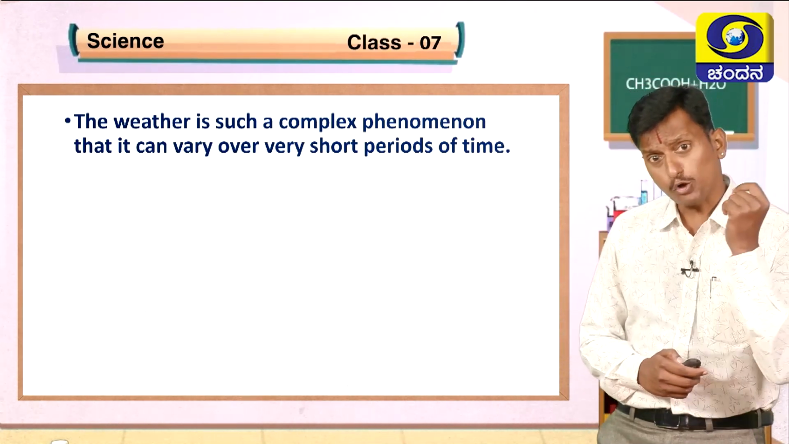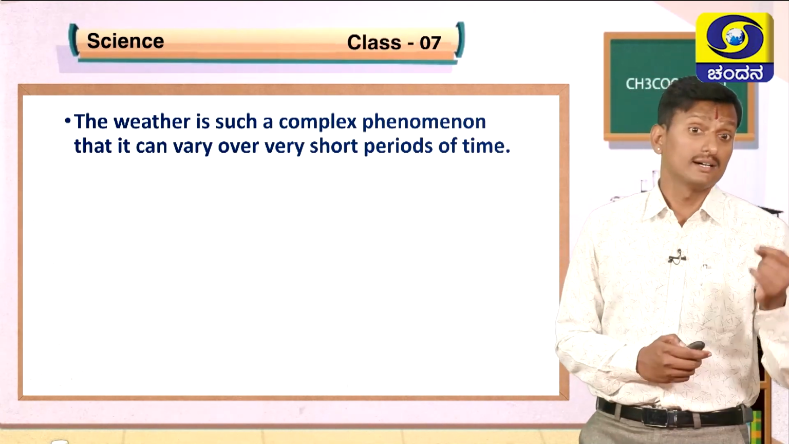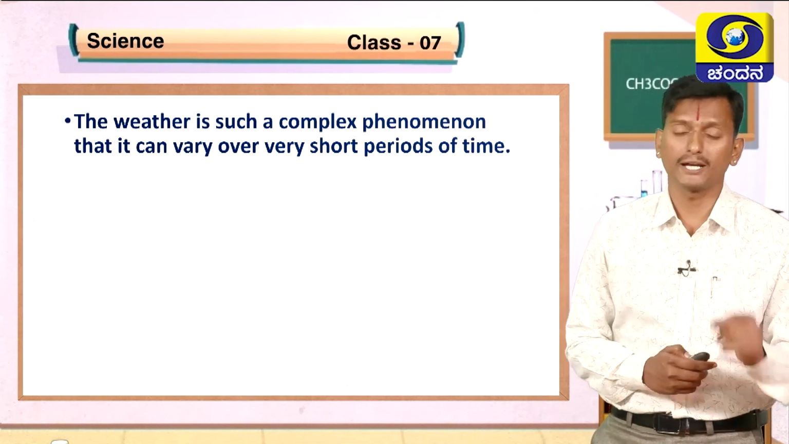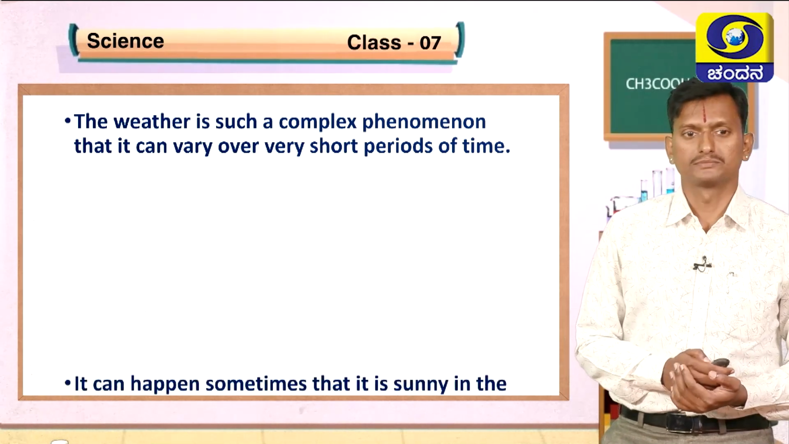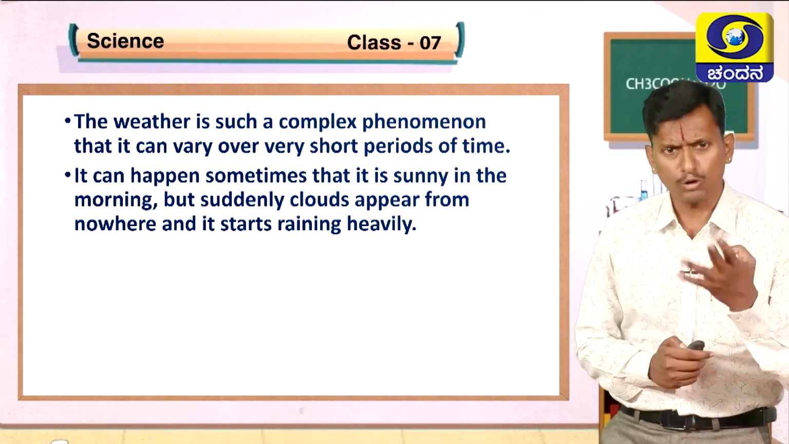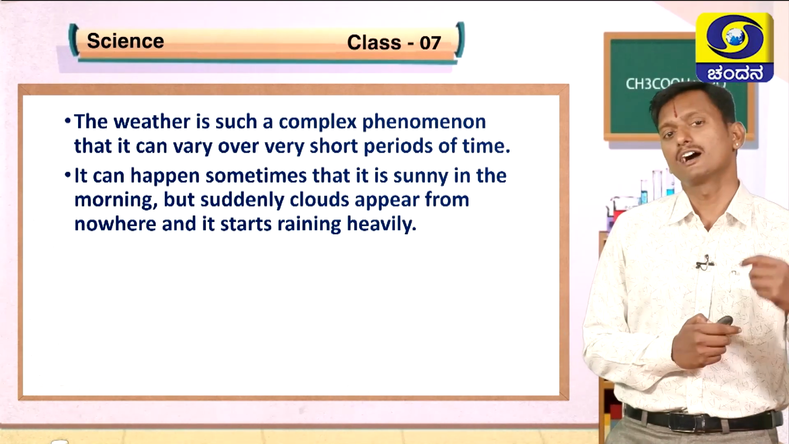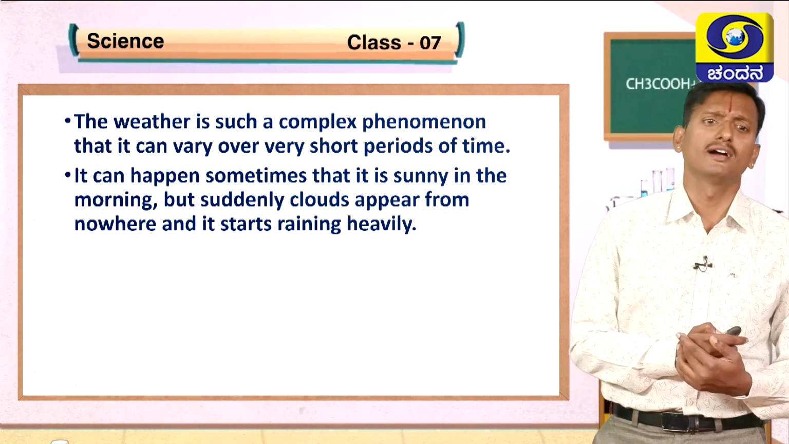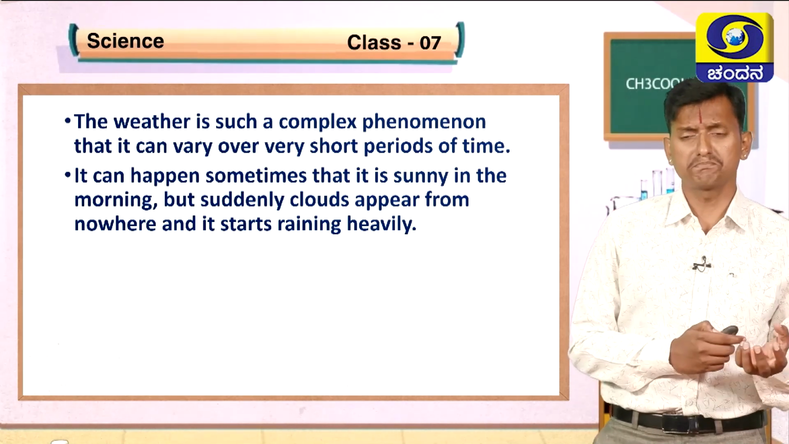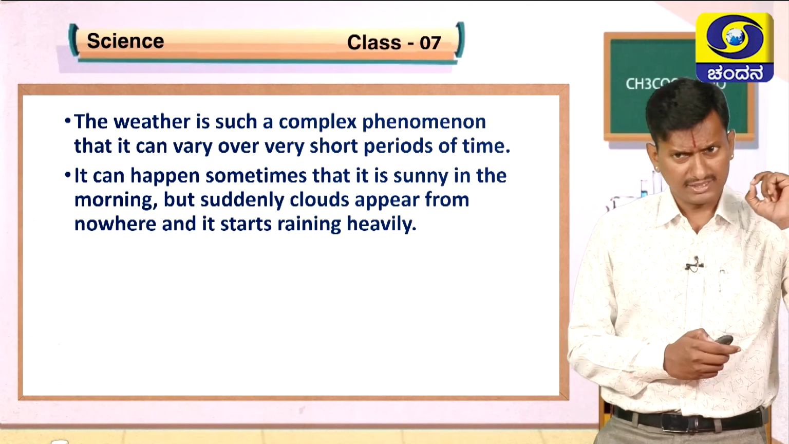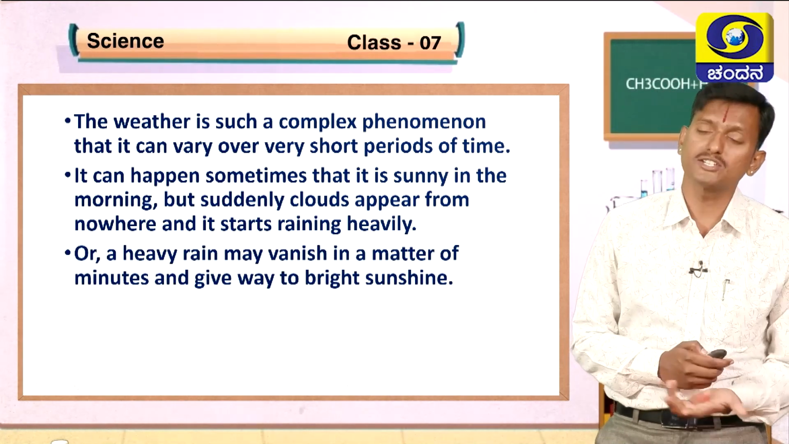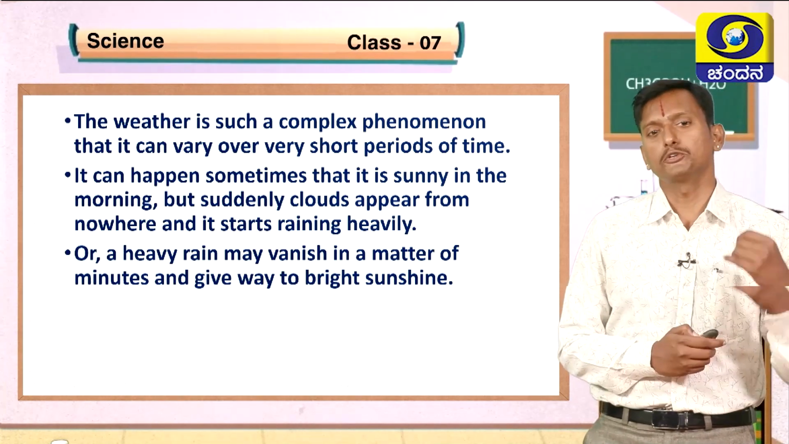The weather is such a complex phenomenon that it can vary over very short periods of time. Isn't it? It can happen sometimes. It is sunny in the morning, but suddenly clouds appear from nowhere and it starts raining heavily. We cannot predict the weather will be like this today, or a heavy rain may vanish in a matter of minutes and give way to bright sunshine.